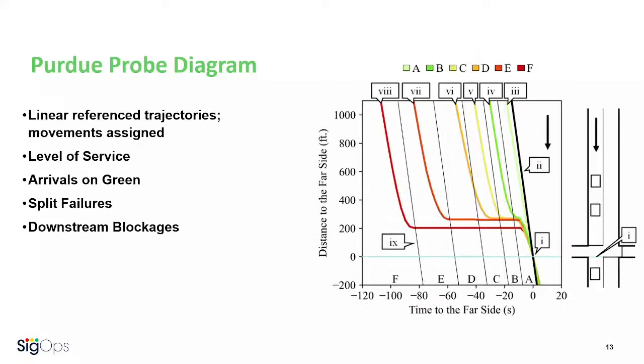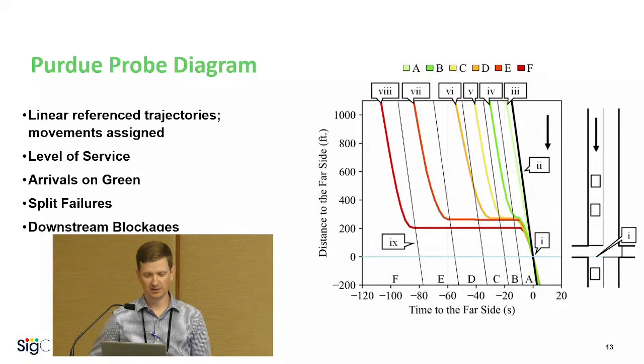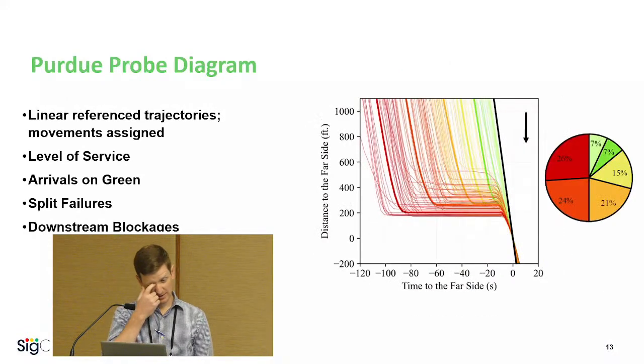Now I just want to walk through a few different metrics that we can get with the Purdue probe diagram. First, level of service. All we've done here is drawn an imaginary free flow trajectory a certain number of delay seconds behind the theoretical free flow trajectory through the intersection, the zero time. And then we can visually represent in that way where a level of service trajectory might be. It's not a perfect analysis, but visually it works. And we've color-coded it so you can quite easily see what's going on. Here you can see this was over 5 days, 136 vehicles for the same time period. And you can easily see the number of vehicles that are experiencing what amount of delay. We've thrown a pie chart up here as well so that you can see how those numbers break down.